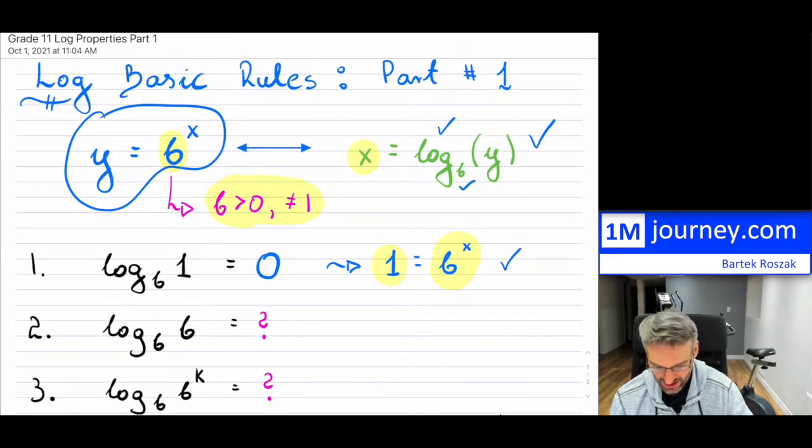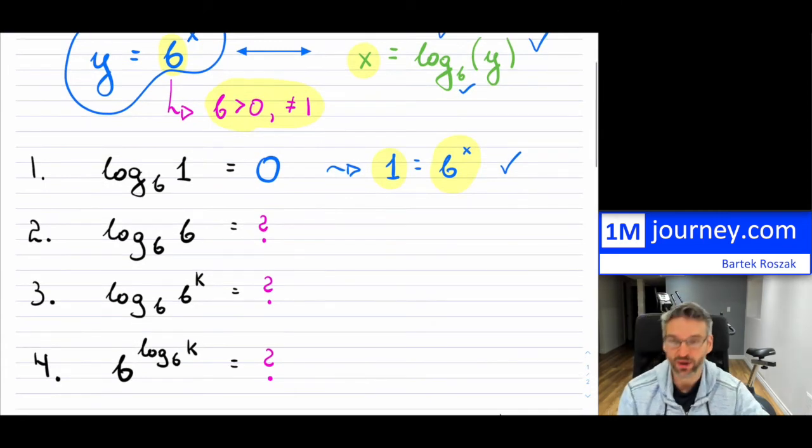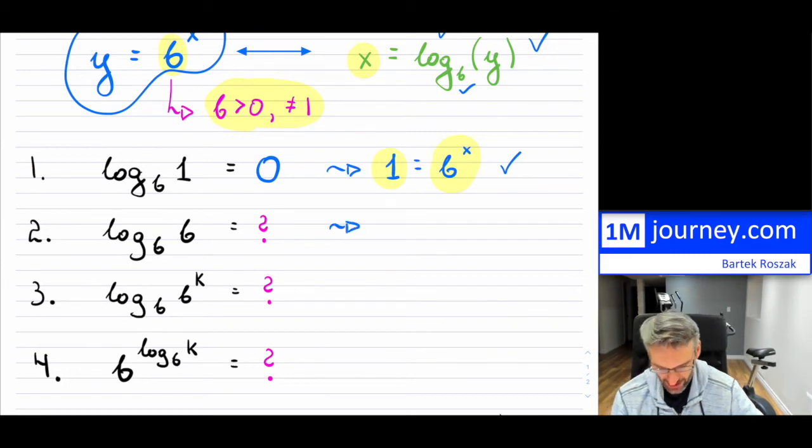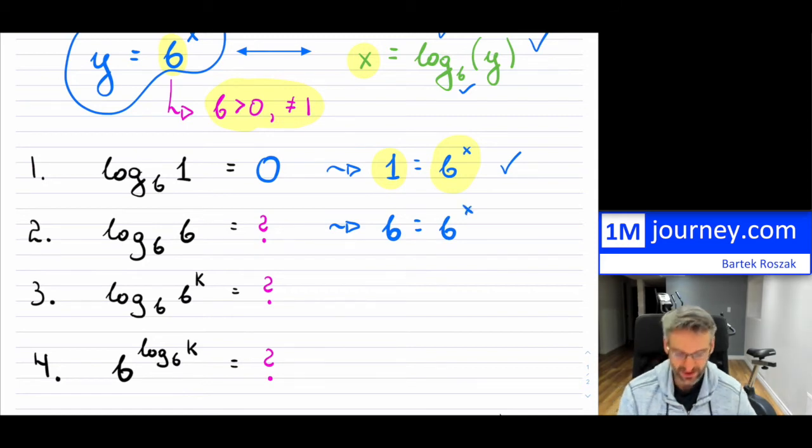Now I'm going to use the same trick for the second one. What if you have a log of base b of b, what is that equal to? If you rewrite this in exactly the same fashion, this is my y, which is b, equal to b to some exponent x, which we don't know. But hold on a second, if these are supposed to be equal, then what's the exponent?